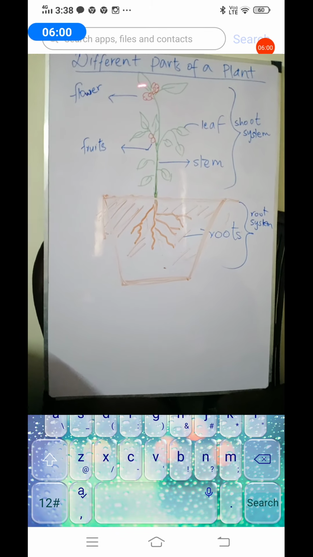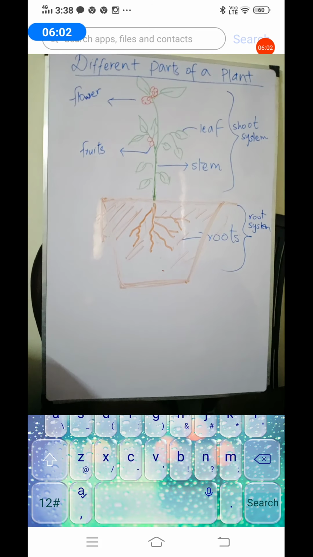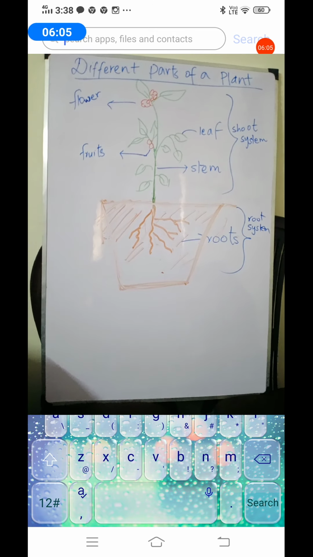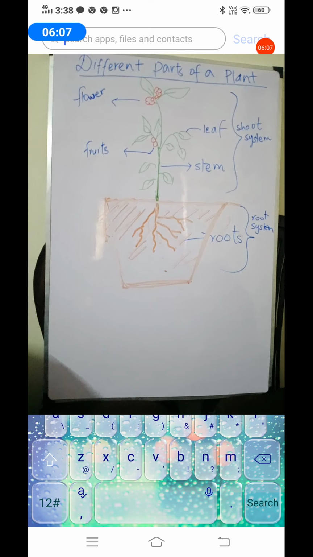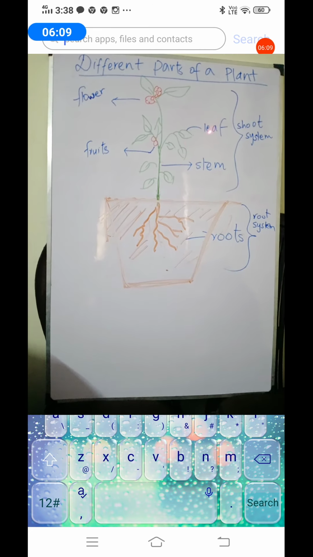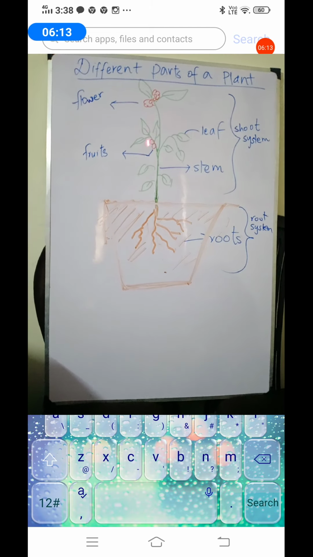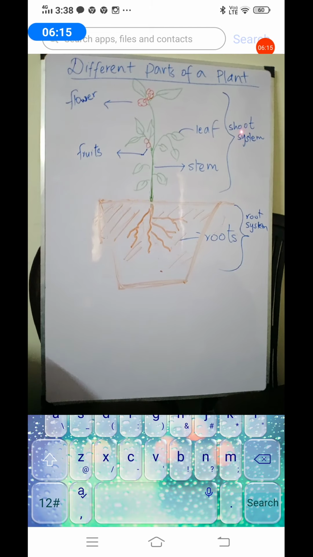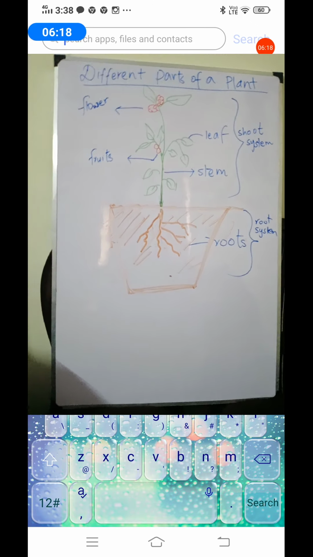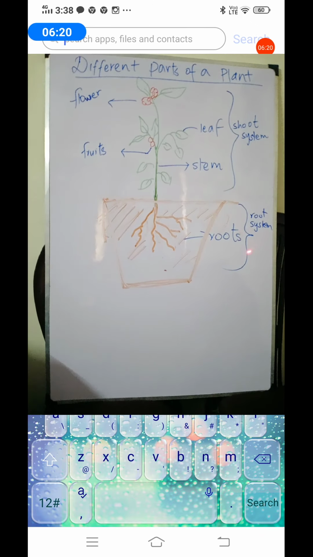How many parts are there in the shoot system? Stem, leaf, fruit and flower. So these are the four parts that comprise our shoot system, right? So now we are going to look into roots in detail.